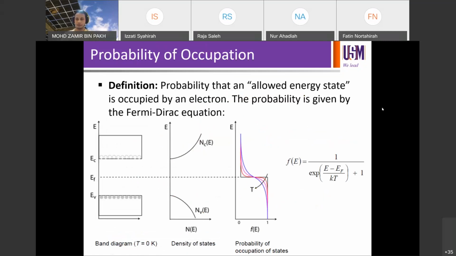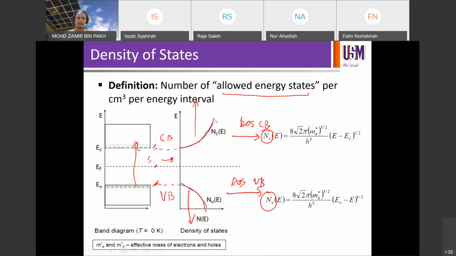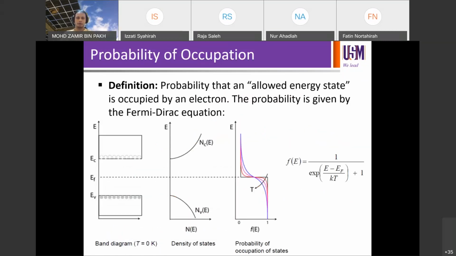Let's look at this first, and then we're going to come to the simplification. So next, we've just covered DOS, and then we need to know the probability of occupation, which is what we discussed yesterday, before we come to calculating the density of free electrons or free holes available. So what is the probability of occupation? This is exactly what we discussed yesterday.